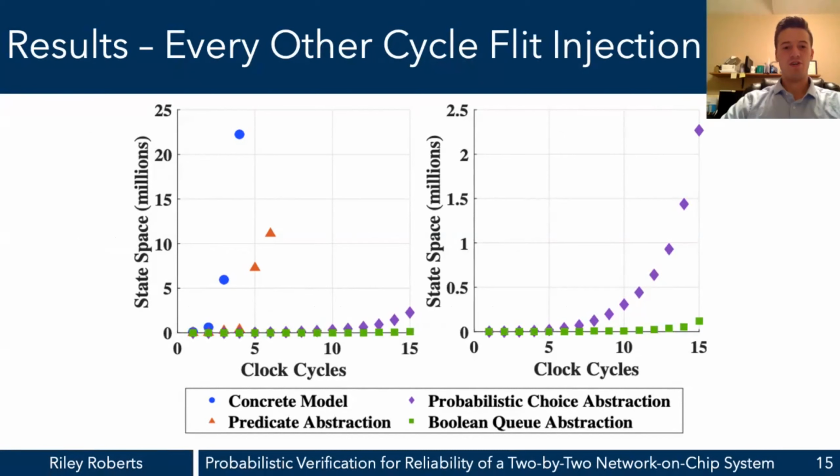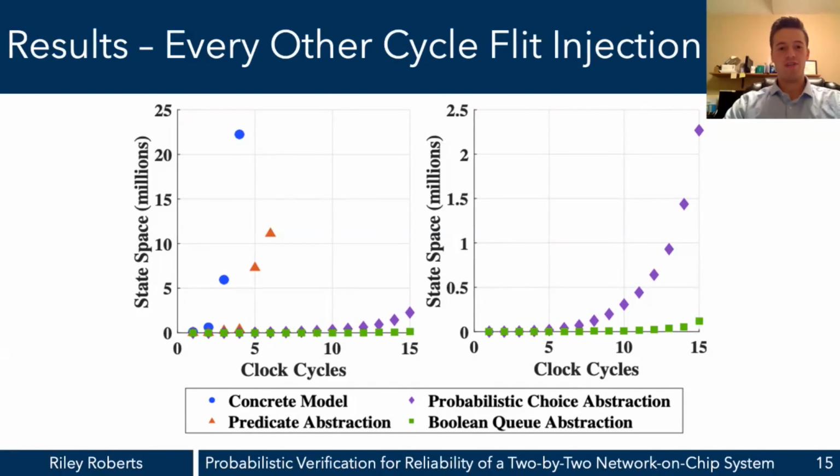This figure here shows the different state space growth rates of the models after various abstractions. Remember, these abstractions were performed cumulatively, they're not individual. Here we present particularly the results under an every other cycle flit injection pattern. This pattern is one where every router receives 1 flit from the system every other cycle, and all 4 routers receive that 1 flit simultaneously.